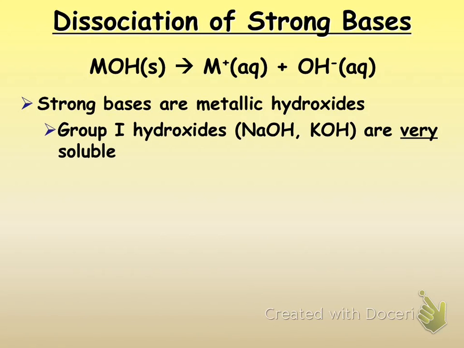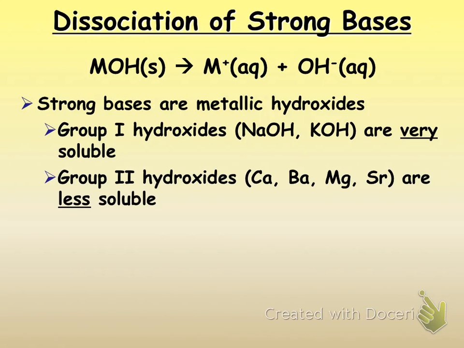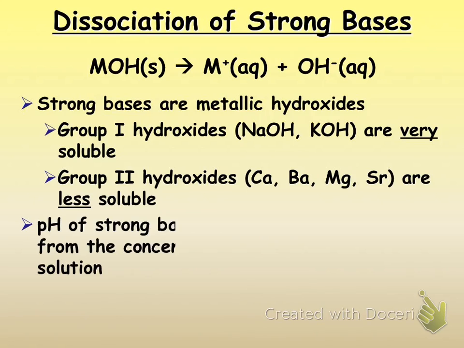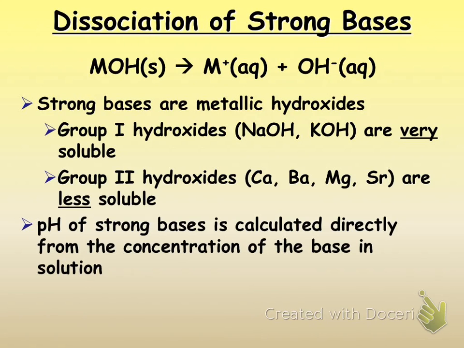So there's really two types of metallic hydroxides. Those are the group 1 hydroxides, lithium, sodium, potassium hydroxide, and they're very soluble. They're also probably some of the stronger bases that we know of. So they'll easily dissolve into water. The group 2 hydroxides are a little bit less soluble: calcium, barium, magnesium, strontium hydroxide. The pH of strong bases is calculated directly from the concentration of the base in solution. Because group 1 hydroxides are more soluble, that's probably going to give them more hydroxide dissolved into solution, giving them a higher concentration, and thus a higher pH.